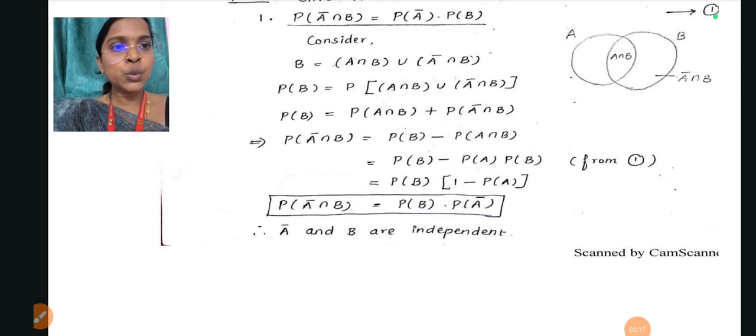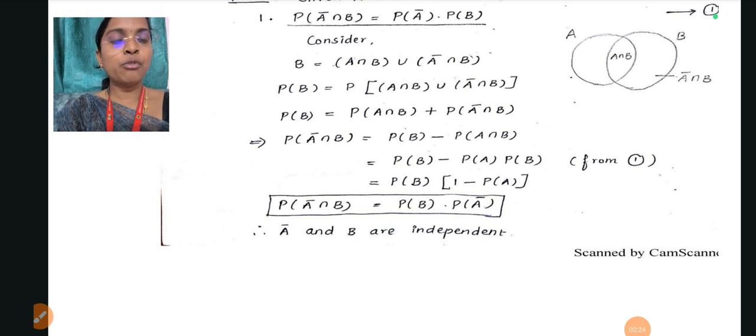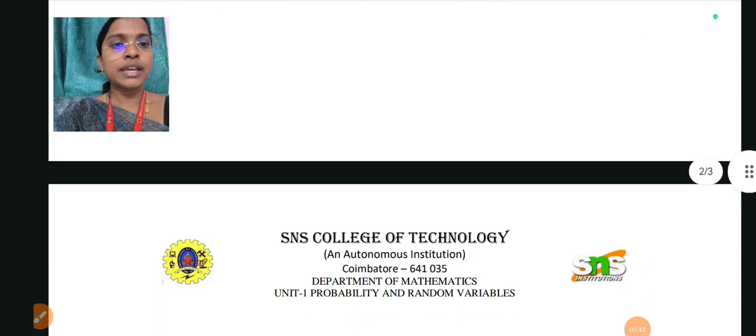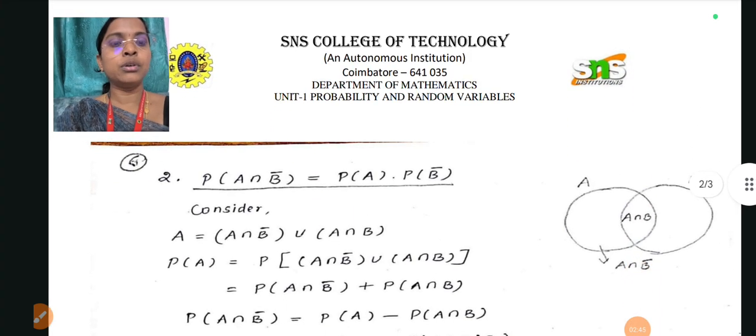From these two terms, we can take probability of B as common. So the first term will be 1, minus the second term, which will be probability of A. So 1 minus probability of A is probability of A complement. From this we can conclude that A complement and B are independent. Likewise, we have to prove A and B complement are independent.